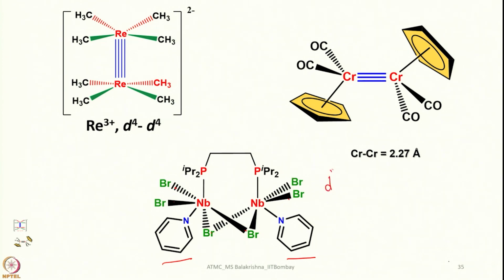So, it is d3s2, that is, let us assume d5. If you remove 3 electrons it becomes d2. So, in the d2 system you will be having a double bond between these 2. Okay. So, that means in this one it has a double bond between 2 niobium atoms.